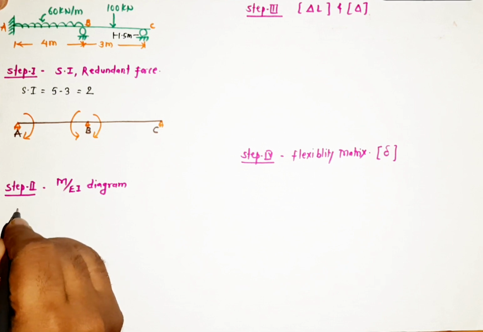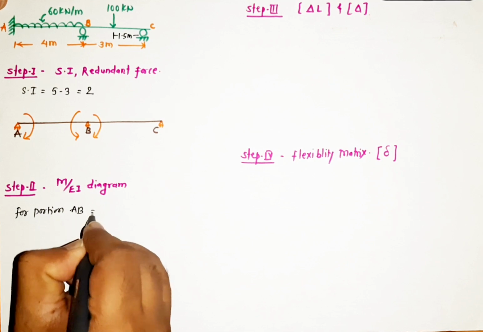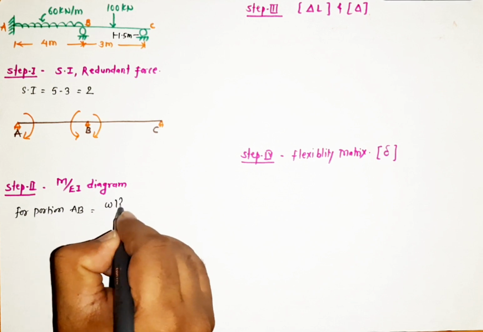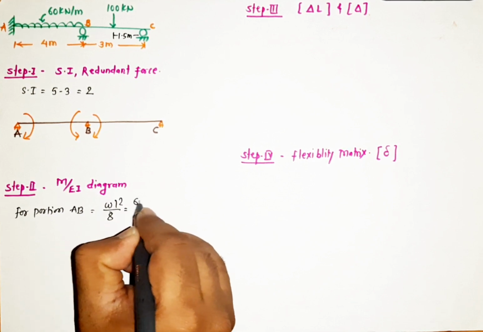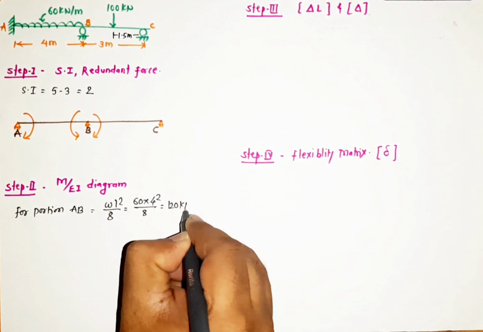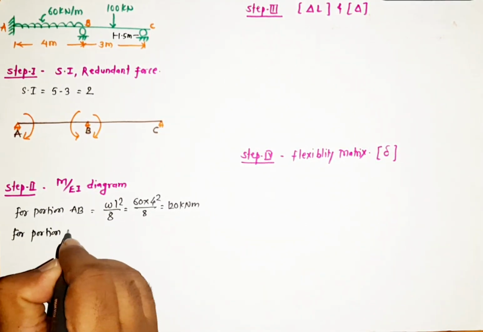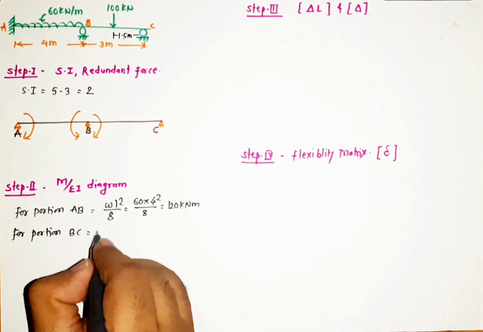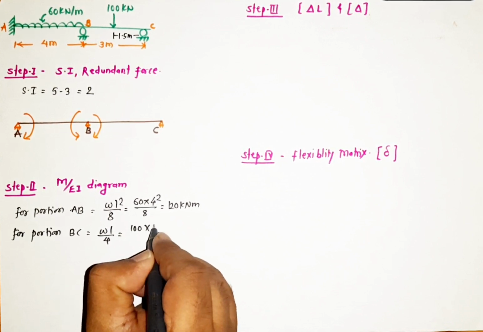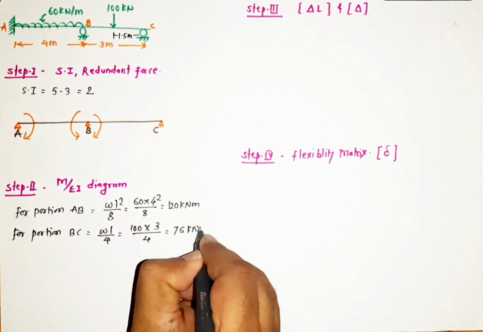We already know for portion AB, it will be a UDL. So bending moment will be nothing but WL square by 8. That is nothing but 60 into 4 square by 8, which is equal to 120 kilonewton meter. And for portion BC, it is a central point load, that is WL by 4. So ultimately 100 into 3 divided by 4. So the answer comes to 75 kilonewton meter.